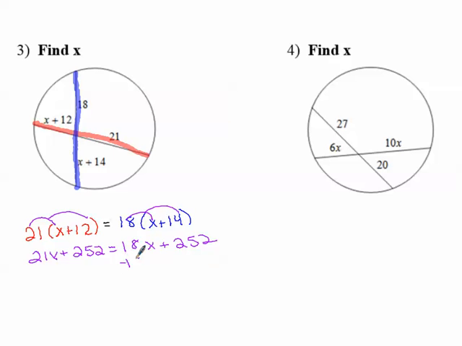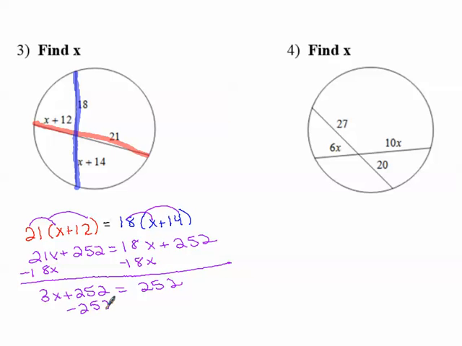So I'm going to subtract 18x on both sides of my equation. I end up with 3x plus 252 equals 252. I subtract 252 and 3x equals 0. So when I divide by 3, x is just going to be 0.